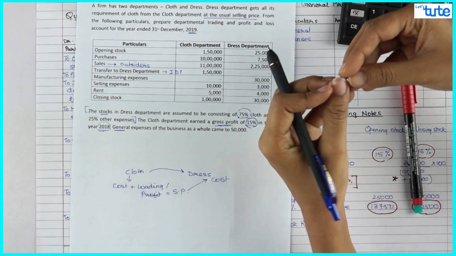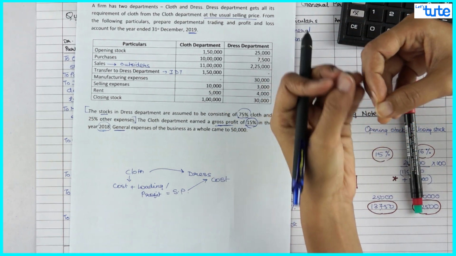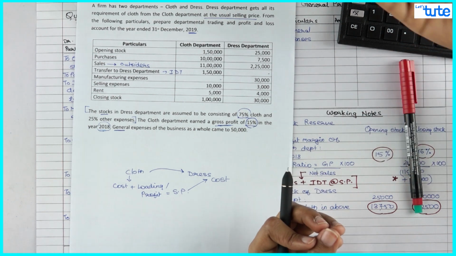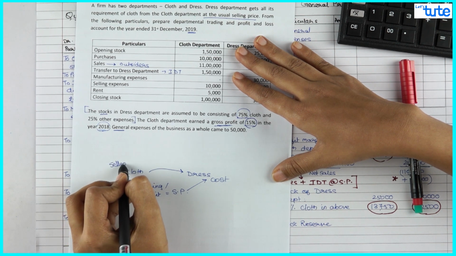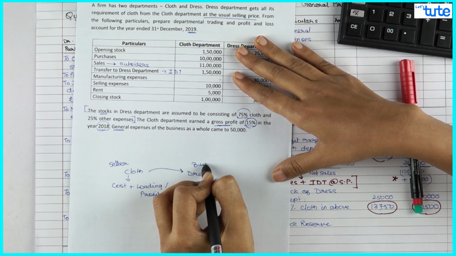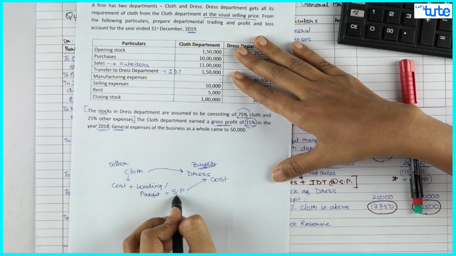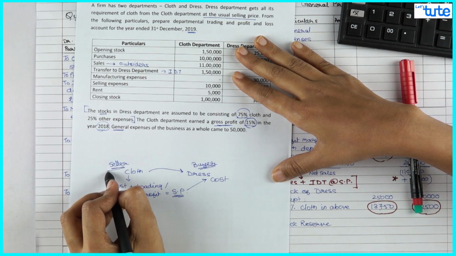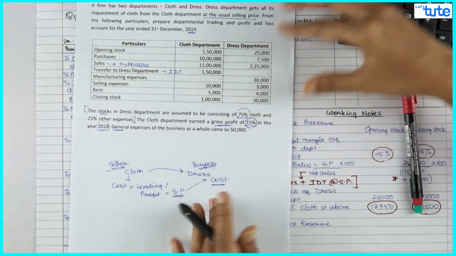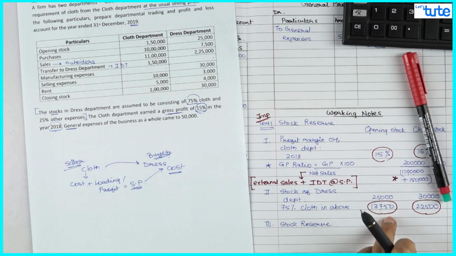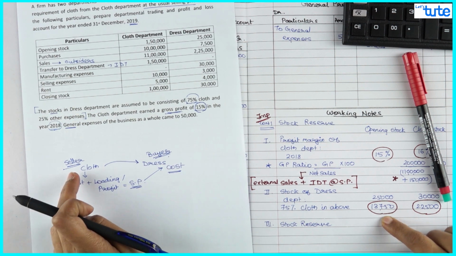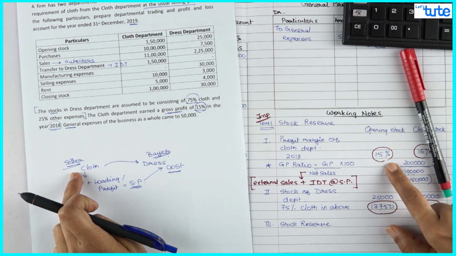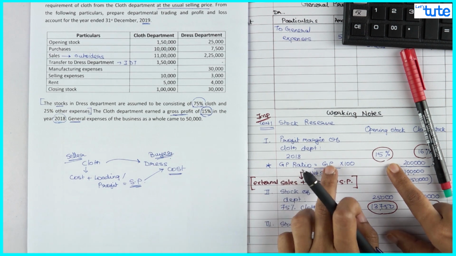So if we purchase something from outsider, for us that would be a purchase cost. For the seller it becomes a selling price. So over here cloth department is a kind of a seller and dress is buyer. So this is the selling price for the seller, but it is cost to the buyer. So we record our stock always at our cost. So this is cost to dress department, but that is the selling price to the cloth department, and this 15% is gross profit on sales.